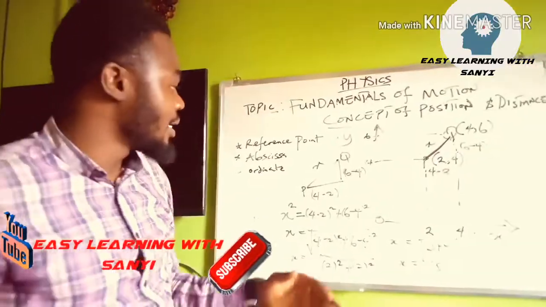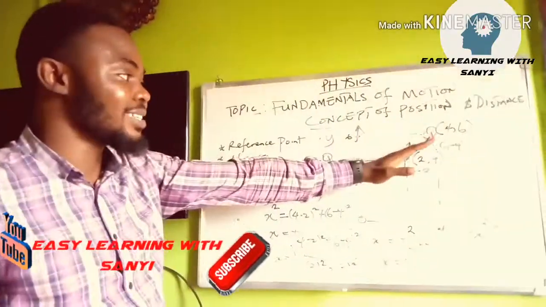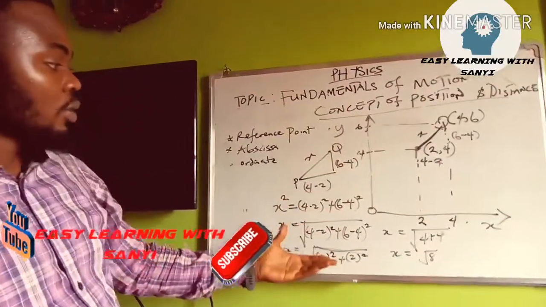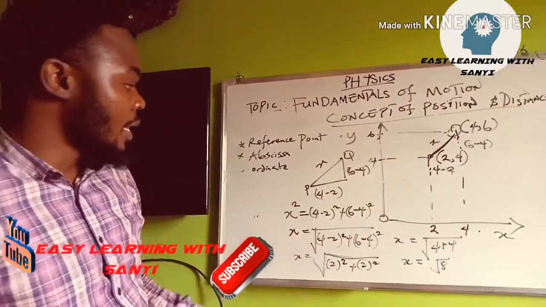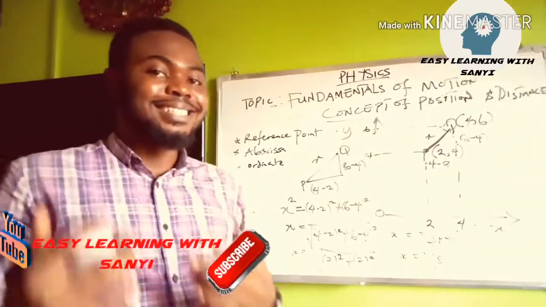So that is it. This is how to go about it. From the position you can get the distance by doing these simple calculations here. That is how to get distance from position, and that is the concept of position and distance.